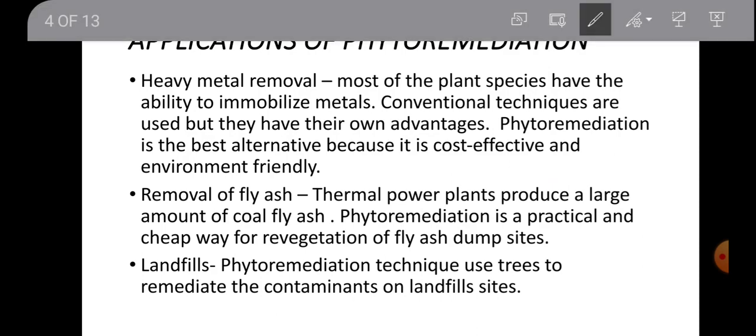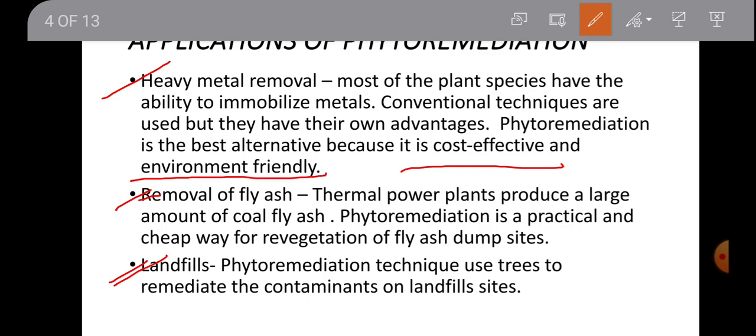Now applications of phytoremediation. There are three applications. First is heavy metal removal, second is removal of fly ash, third is landfills. For heavy metal removal, most of the plant species have the ability to mobilize metals. Conventional techniques are used, but they have their own disadvantages. Phytoremediation is the best alternative and it is cost effective and environment friendly.